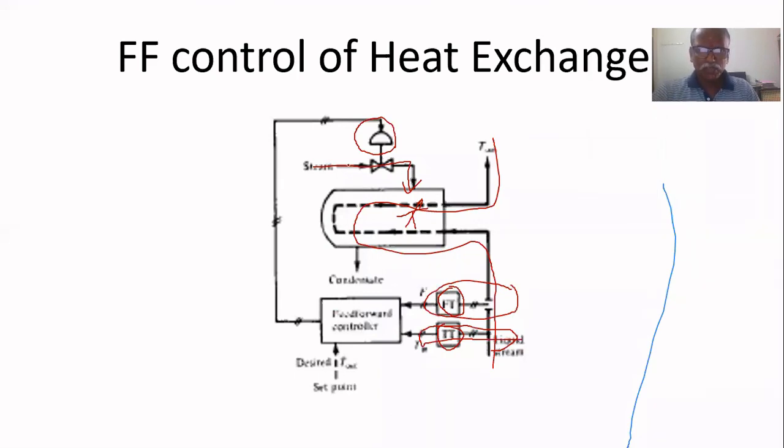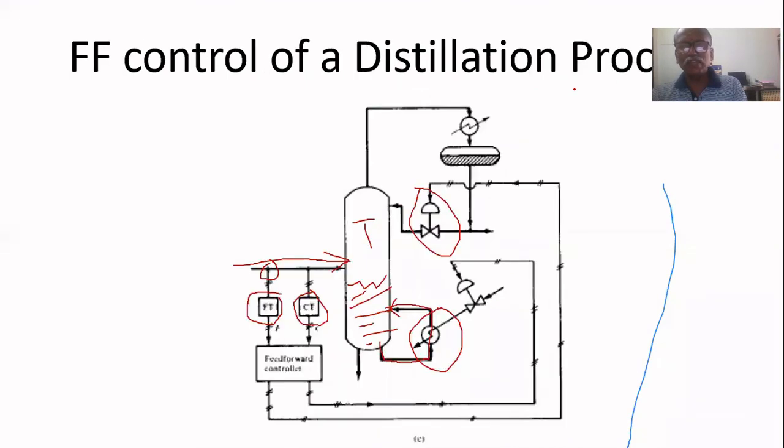Accordingly, the coolant or steam temperature has to be manipulated: steam if it is endothermic, coolant if it is exothermic. This is one example of a feed forward controller in a heat exchanger. Another is the feed forward controller in a distillation process. As I already said, this is a reflux ratio control, used to improve the quality of the final product.